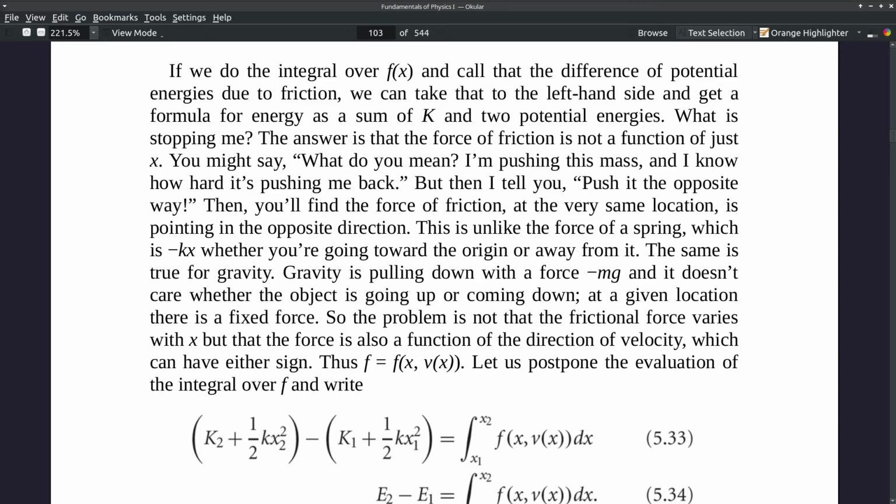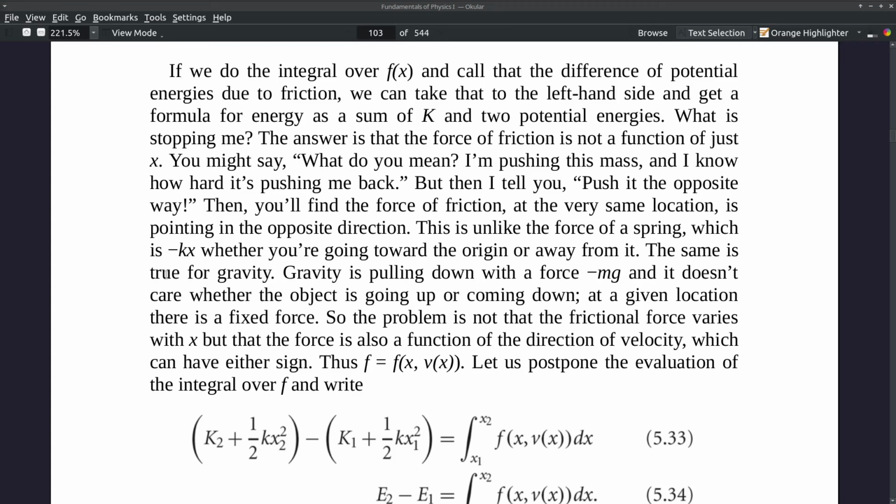It's not a function of just x. You might say, what do you mean? I'm pushing the mass and I know how hard it's pushing me back. But then I tell you push it the opposite way. Then you'll find the force of friction at the very same location is pointing in the opposite direction. This is unlike the force of a spring, which is going to be negative kx whether you're going towards the origin or whether you're going away from it.